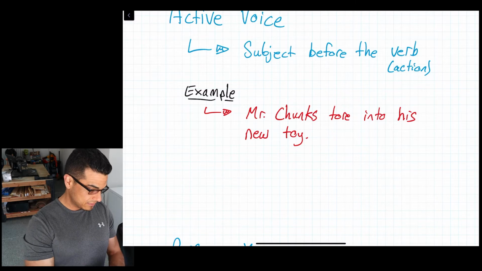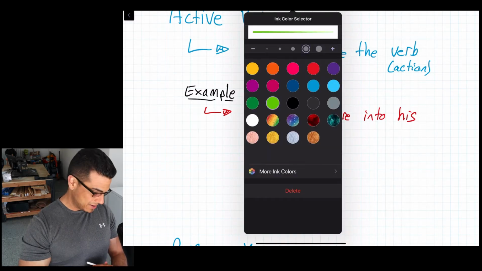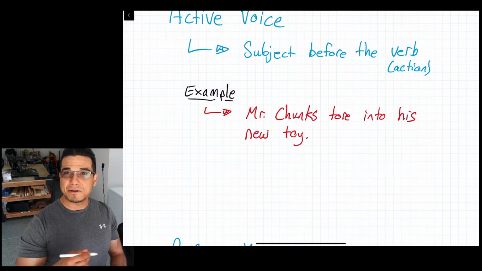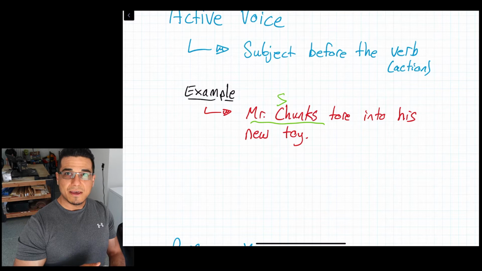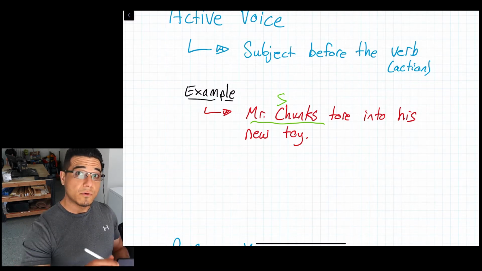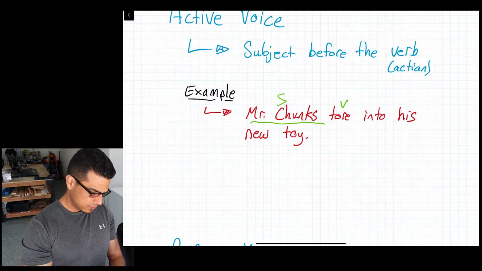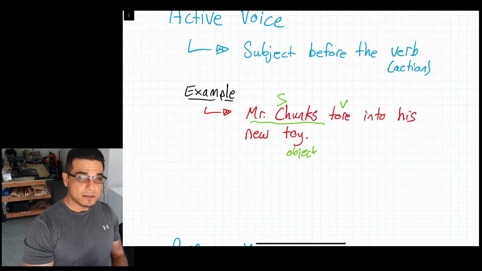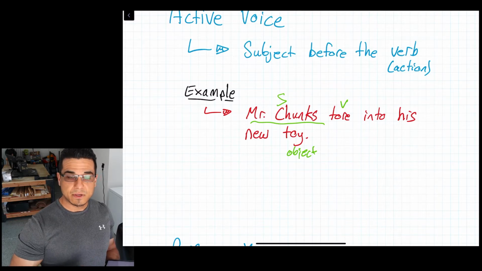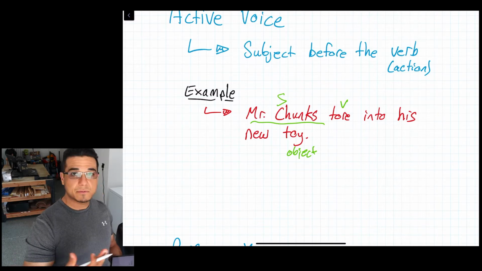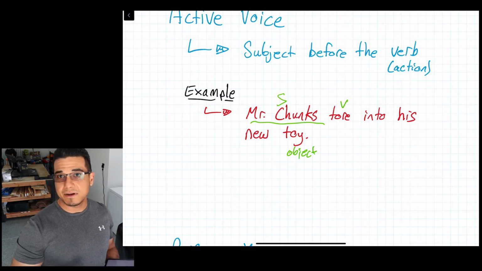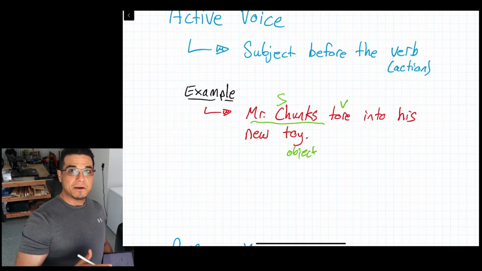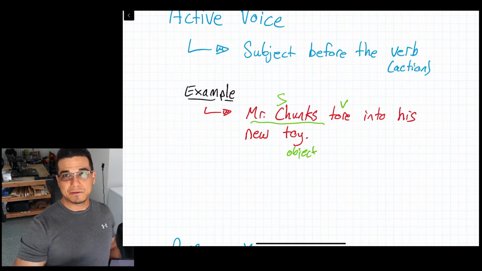So first things first, you're going to be able to identify that our subject in this case is Mr. Chunks. I'm going to go ahead and underline that one. That's our subject. And his action is that he tore, so that's our verb, into his new toy. And so toy is what's called our object. So that is what is receiving the action. So again, right away, I have my subject before my verb. So Mr. Chunks before tore. He is the one who is identified as having committed the action against the toy or directed at the toy.